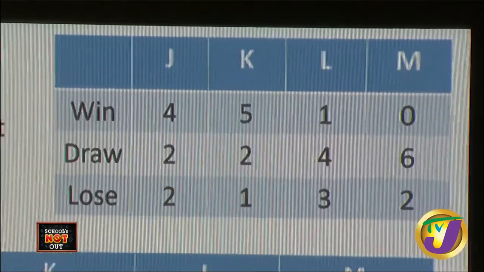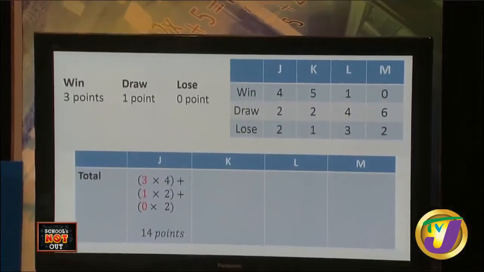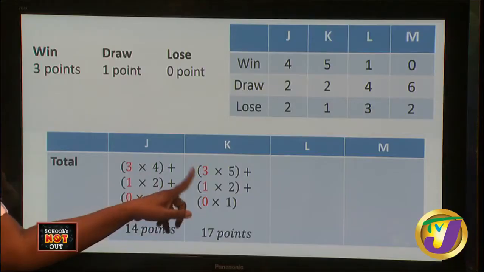So they had 14 points. All right, makes sense. So let's look at K. K would have won 5 matches. So it's 5, and we're using the 3 points for each of the matches.